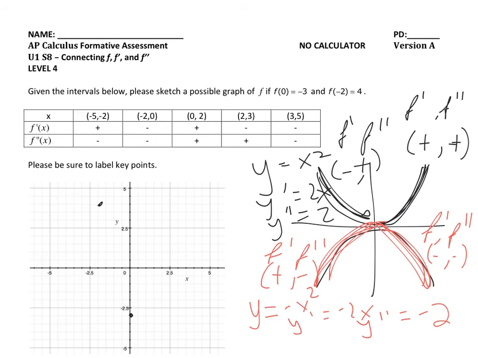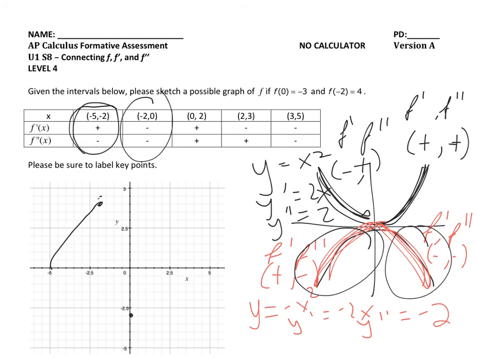Now, what this setup does for me is it gives me a nice way to be able to take this information and say, okay, I need to sketch a graph, no problem. Because from negative 5 to negative 2, I should have a positive first and a negative second. I should look like that. So that is what my graph should look like there. And there I messed it up again. It's okay, I'll fix it up here. Third time's a charm.